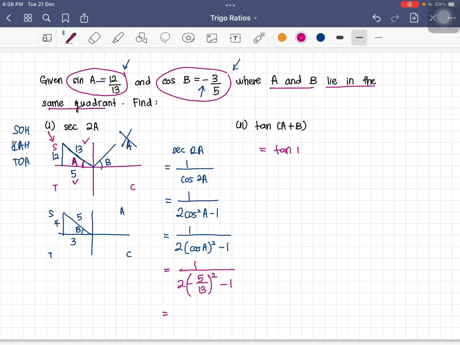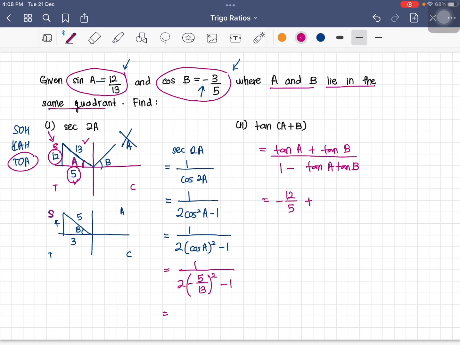And the last one, you will have the formula for the tangent of A plus B, which is given by tangent of A plus tangent of B over 1 minus tangent of A, tangent of B. For both A and B, tangent should be negative because only sine is positive in this quadrant. Tangent is opposite over adjacent, so 12 over 5, and it should be negative.